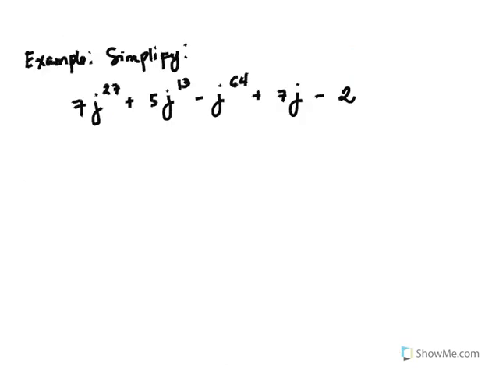So for example, if you want to simplify 7j to the 27 plus 5j to the 13 minus j raised to 64 plus 7j minus 2, ang ibig lang sabihin niyan, kailangan nating pababain yung exponents ng j. Okay? By using our previous discussion, you first divide the exponents n by 4.